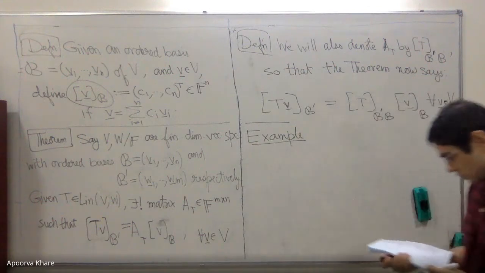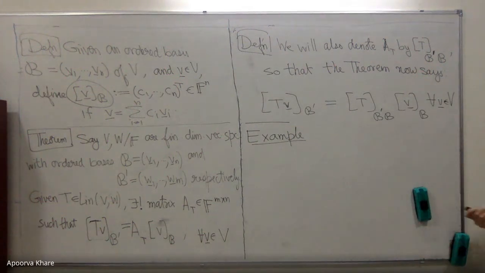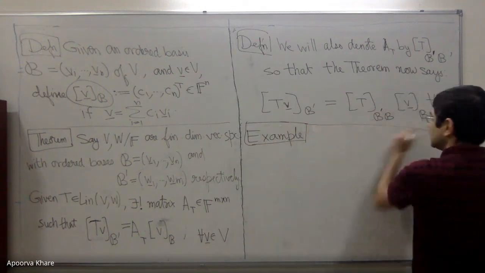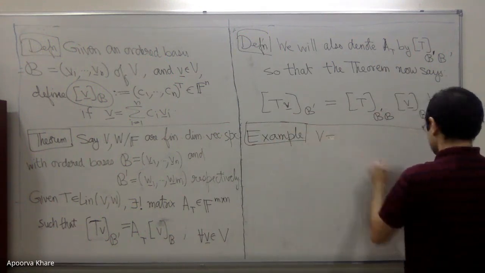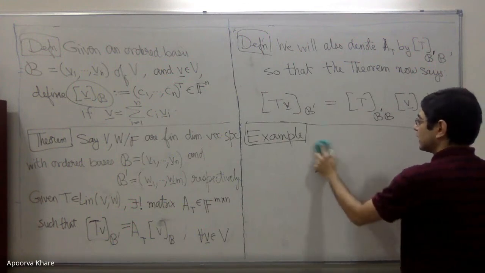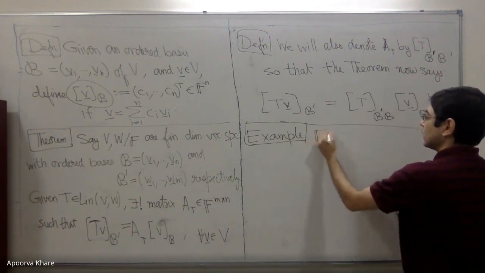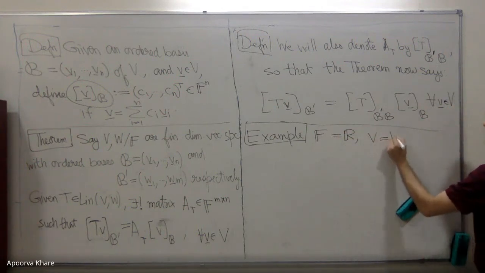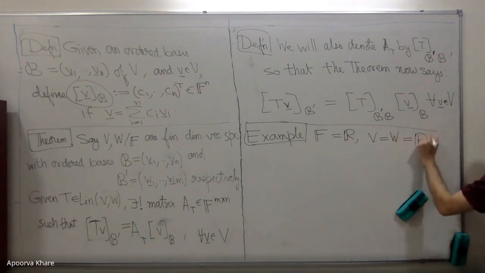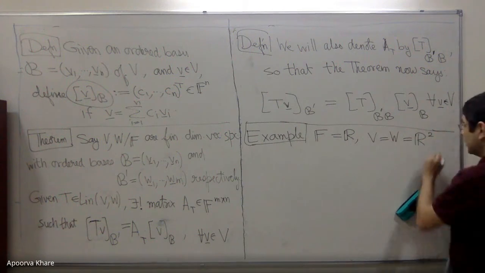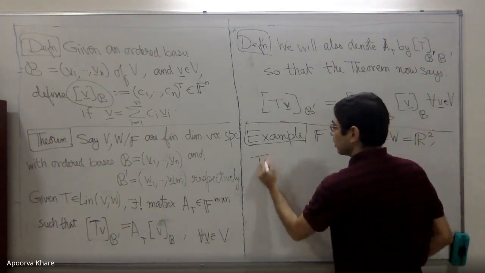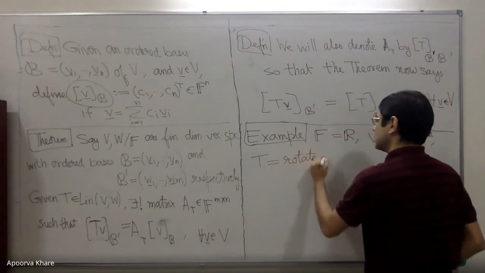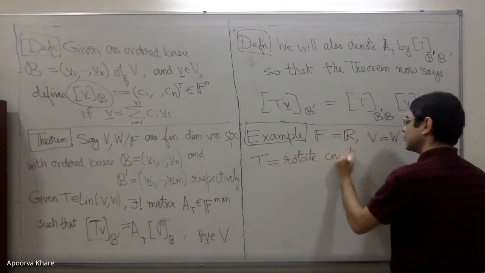Okay, yeah. So let's look at an example. Let's look at the transformation. So the field is the real numbers. The vector spaces V and W are both the same vector space, which is the plane. And T is the operation of rotating counterclockwise by 90 degrees, let's say.